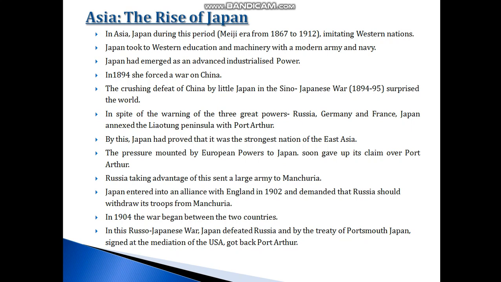The pressure mounted by European powers made Japan soon give up its claim over Port Arthur. Russia, taking advantage of this, sent a large army to Manchuria. Japan entered into an alliance with England in 1902 and demanded that Russia should withdraw its troops from Manchuria. In 1904, the war began between the two countries. In this Russo-Japanese War, Japan defeated Russia and by the Treaty of Portsmouth, signed at the mediation of the USA, got back Port Arthur.